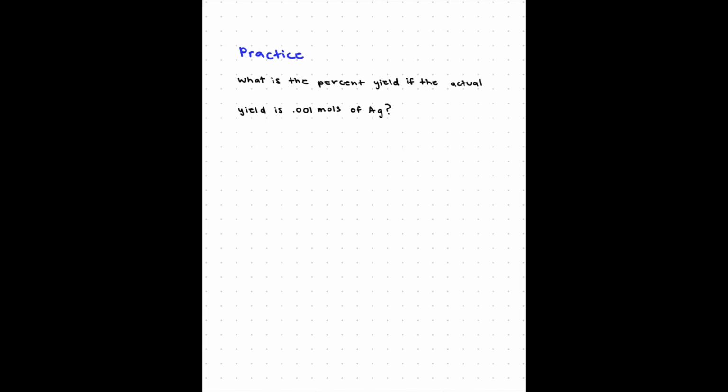So now we're going to take the last question a little bit further and find the percent yield. So the question is, what is the percent yield if the actual yield is 0.001 moles of silver? Pause to work through the problem and get your answer. The answer I got was 17%.